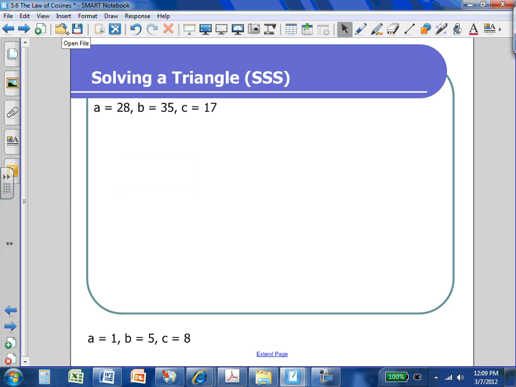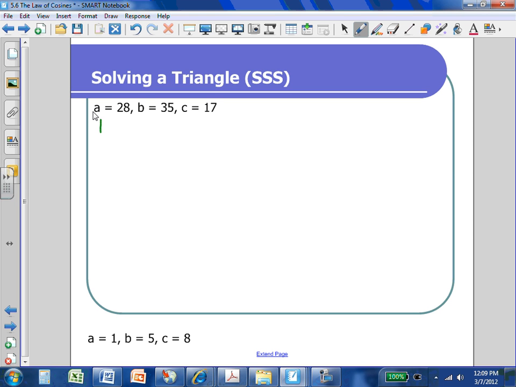Solving a triangle when you're given side, side, side. If you're given three sides, you want to solve for the angle that's opposite of your largest side so that you can see if you have an obtuse angle or not. In solving for the longest side, here it is B.